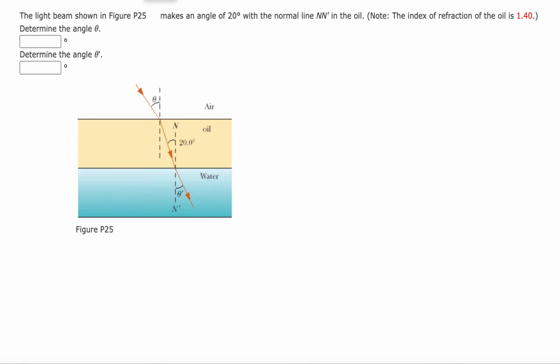What Snell's law says is that when there is a change of medium that a light beam is passing through, then there could be a bending of the light ray at that boundary. And so what we want to do here is use this relationship, Snell's law. It says n1 sine of theta 1 equals n2 sine of theta 2.